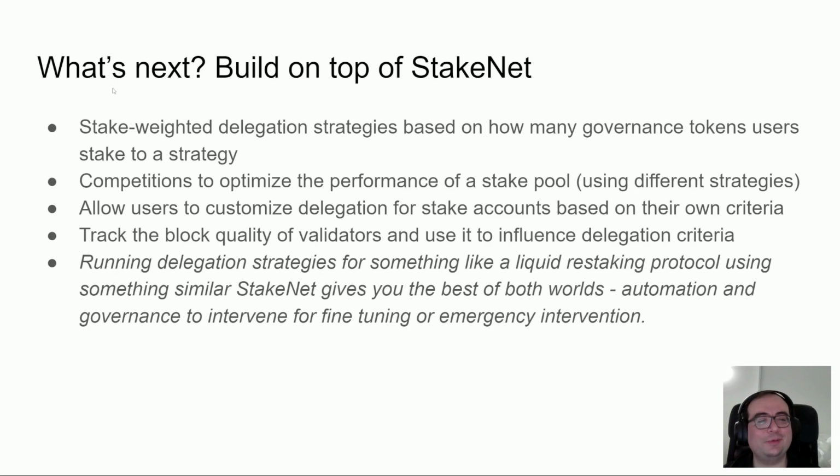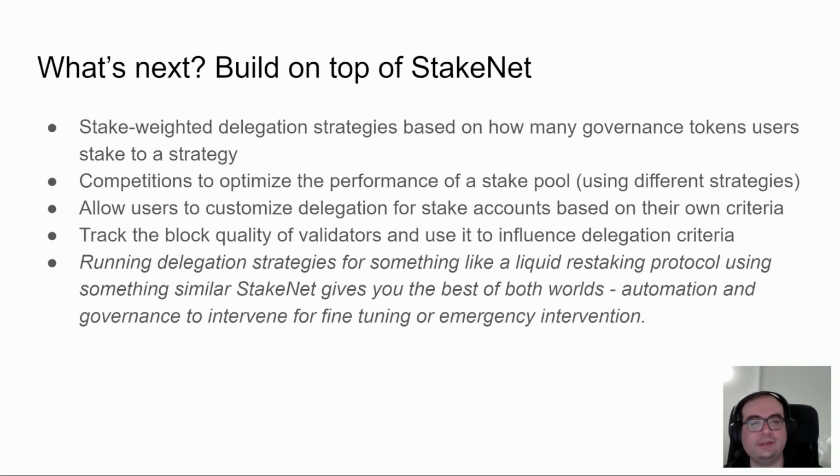Now, what's next? What can be built on top of Stakenet? There are several ideas that have been presented in this blog post, like having governance, don't have just one strategy and then governance decide which strategy to use, but maybe more strategies in parallel that are stake weighted. Then, depending on the support from governance on different strategies, then you can have ways to let different strategy optimizers show that the strategy is better.